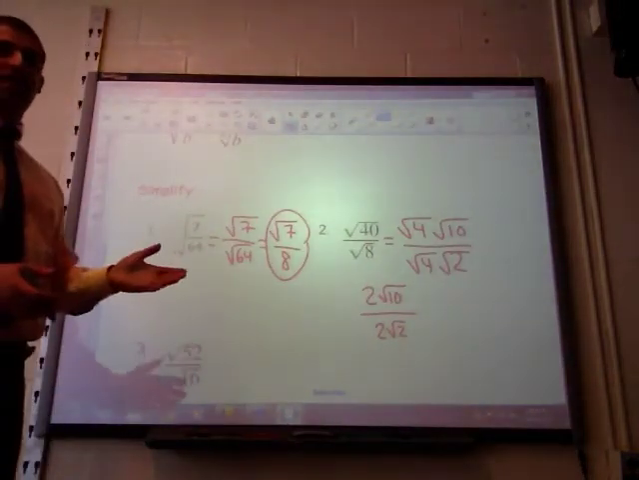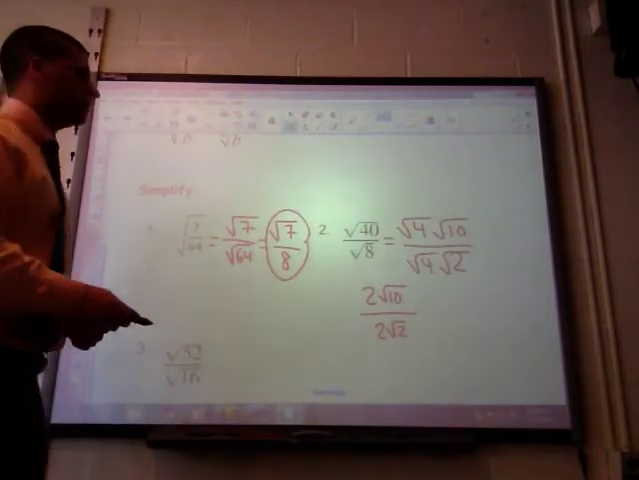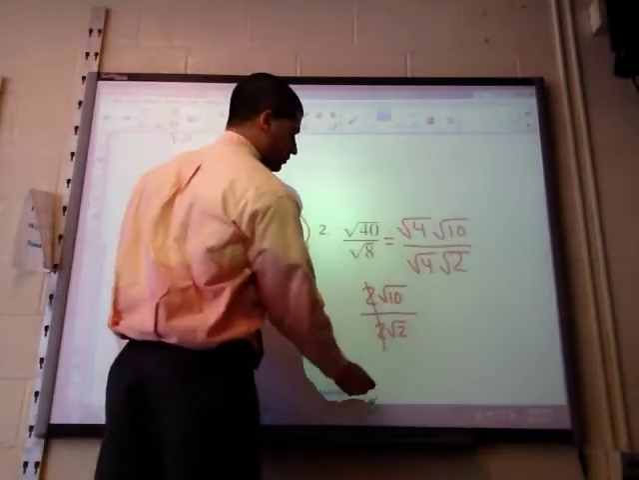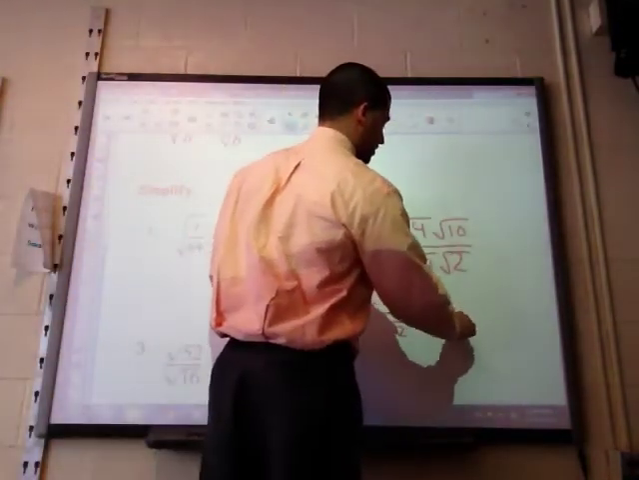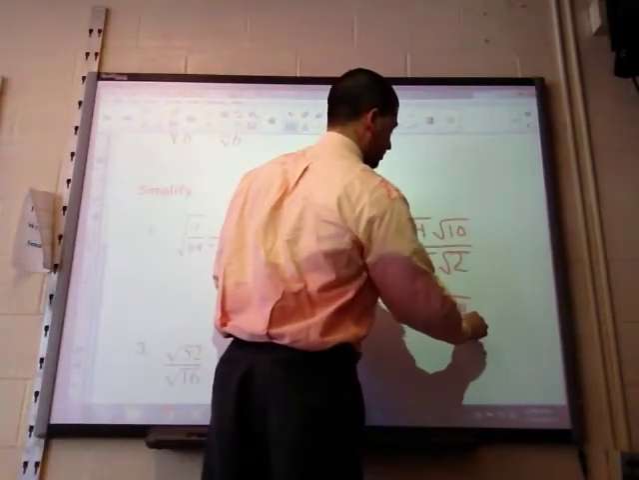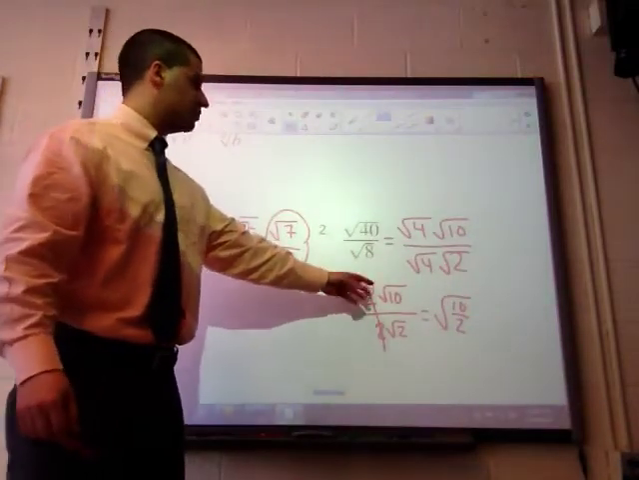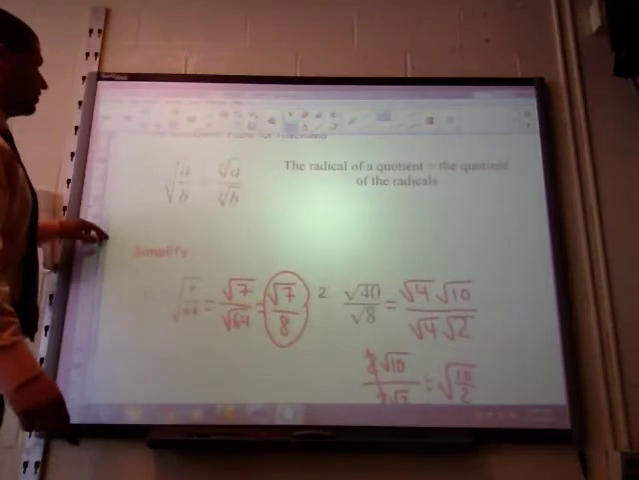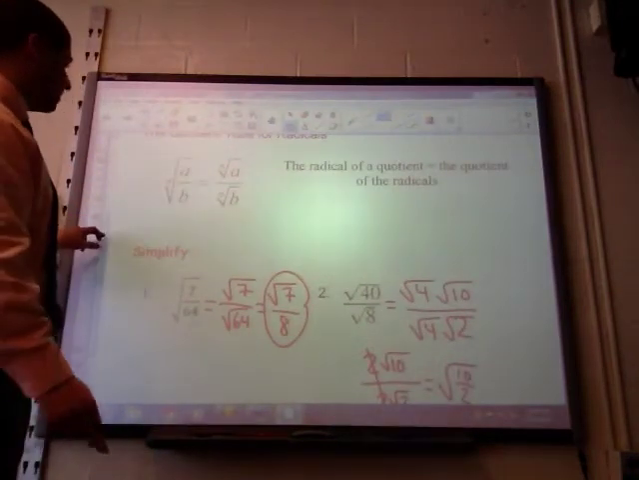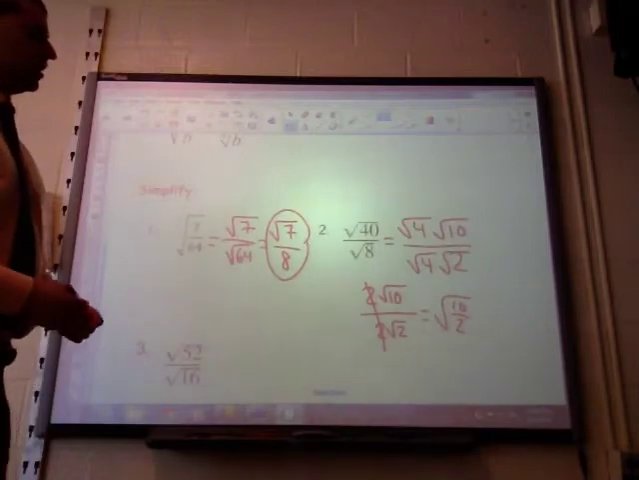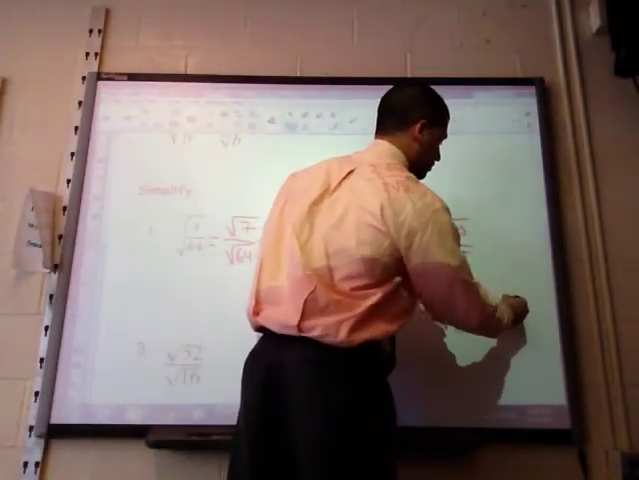Now, you look at that and you say, it looks pretty simple, but it's not as simplified as it can be. You can take out the 2's, right? Because 2 divided by 2 is 1. And you're left with radical 10 over radical 2, right? Because if it's split up now, we can put it back together. These are equivalent ideas. So if you have something like this over this, you can make it into one big radical. And radical 10 over 2 is really radical 5.